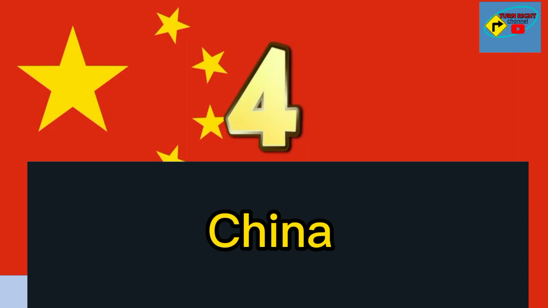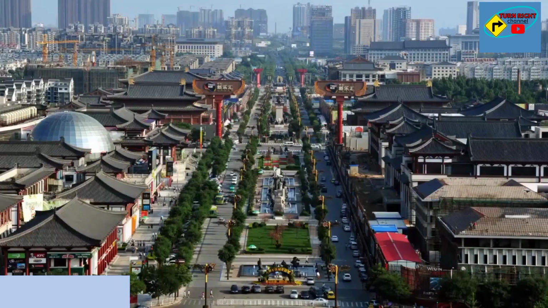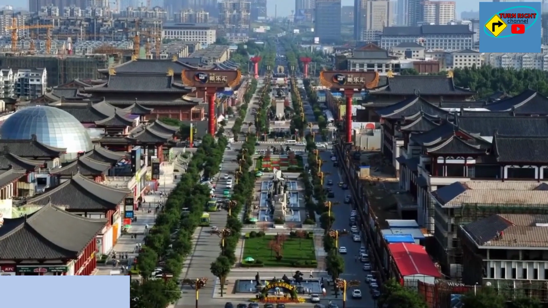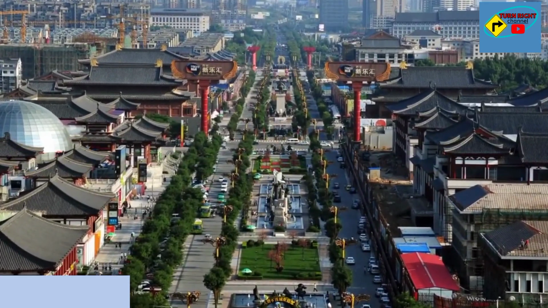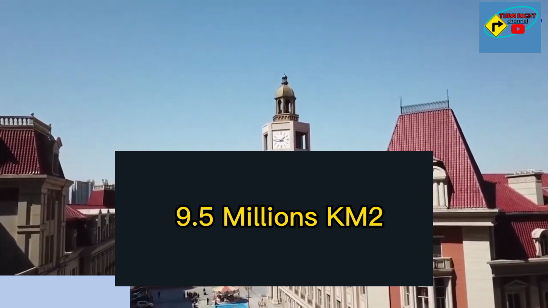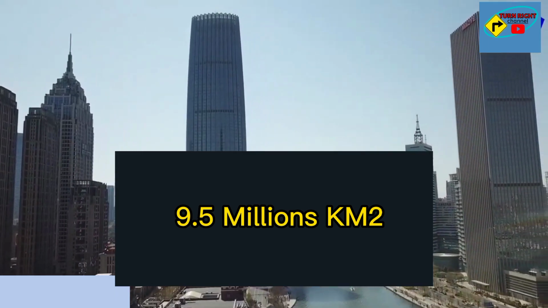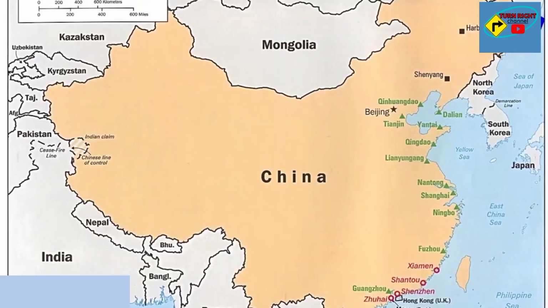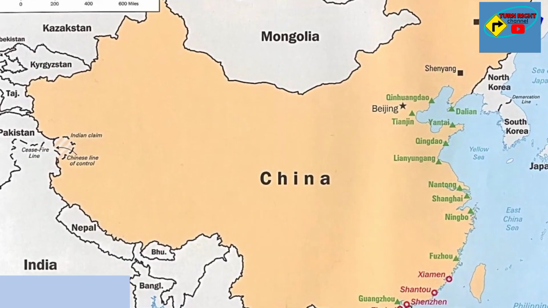4. People's Republic of China or China. The People's Republic of China has an area of 9.5 million kilometers square. The country is located on the Asian continent.